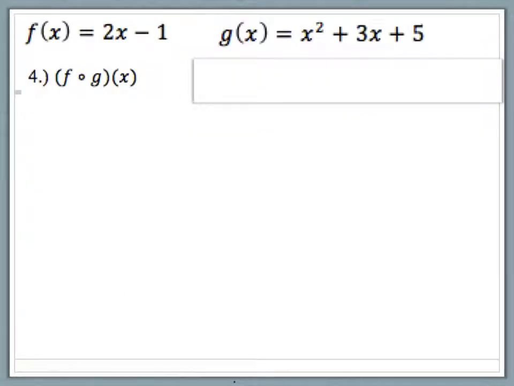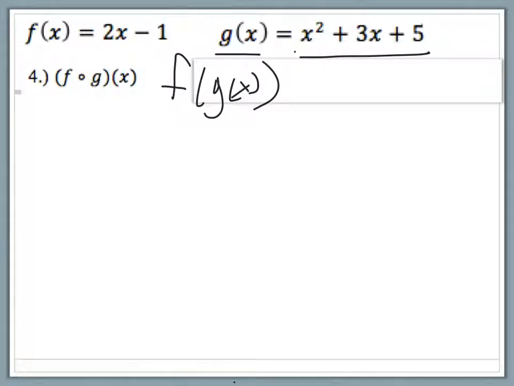This first example gives us two functions, f of x and g of x. The first thing I always do is rewrite this as f of g of x. Whichever one is closest to the x is the one that goes in the parentheses, and f goes on the outside. So we're going to take g of x and plug it into our f function.